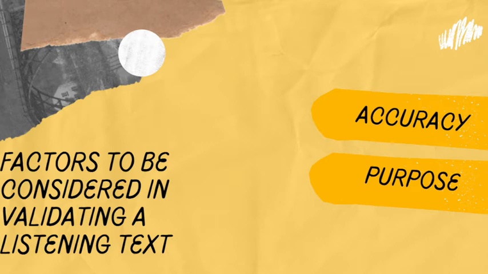This is the reliability, truthfulness, and correctness of the content. Is the content reliable, truthful, and correct? So may history ba siya ng deceit yung pinagkunan, yung source ng information? And lastly, the purpose, the reason why the information exists. So the history behind the information or the listening text, no?